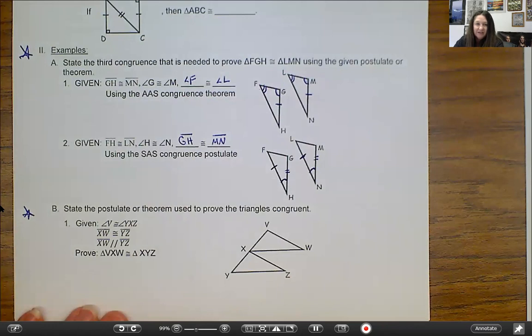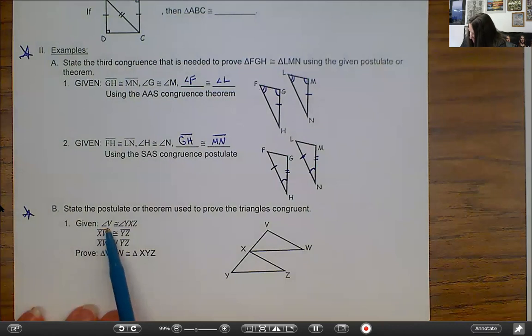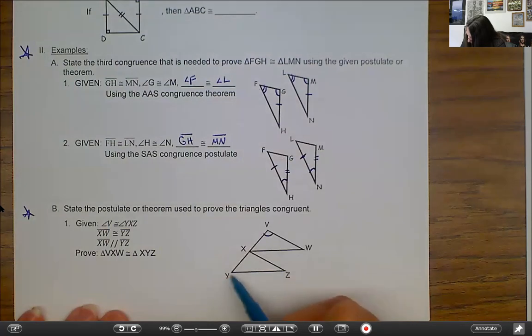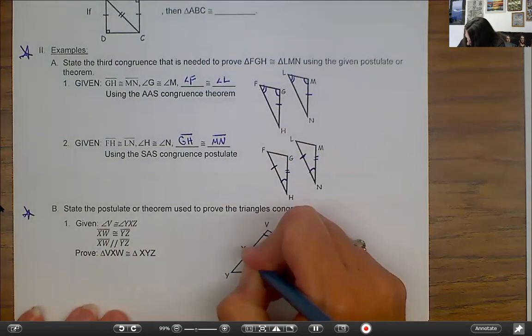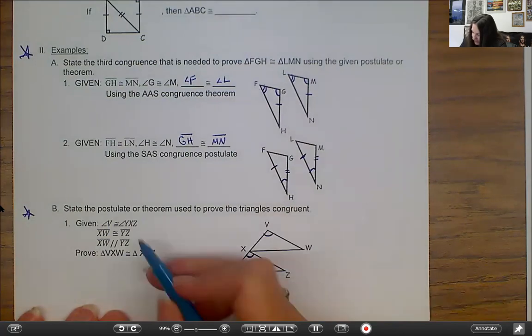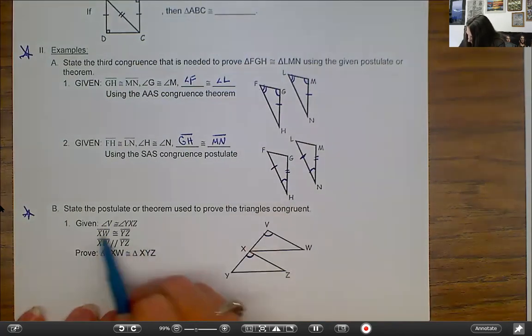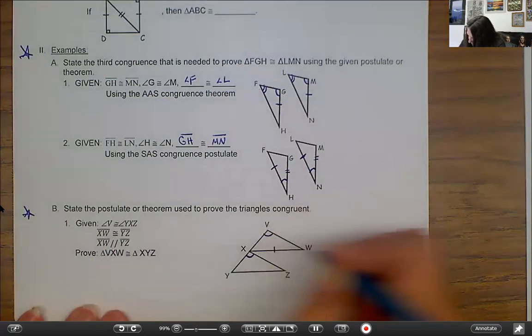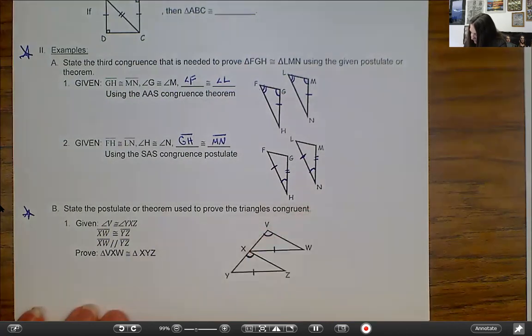All right, now without actually writing the proof out, can we just determine what postulate or theorem we would use? Okay, here's the given. Again, angle V, which is right here, is congruent to YXZ, which locates right here. So I've got 1 set of angles. Then I list a set of sides. XW, which is right here, and YZ, right there. That's only 2 pieces of information. You always need at least 3 to fit one of our cases.